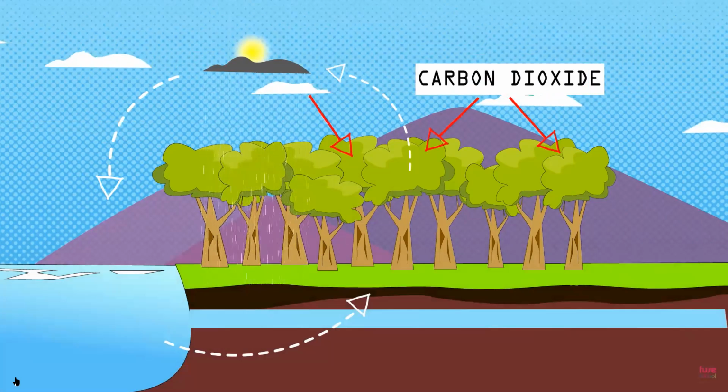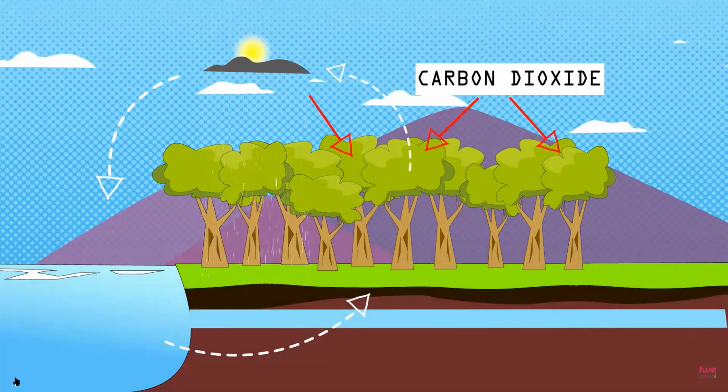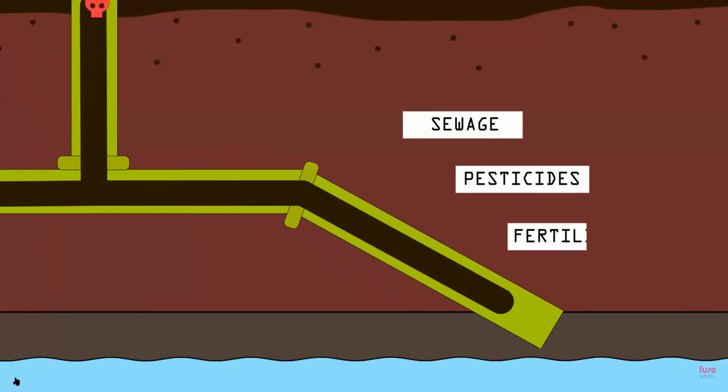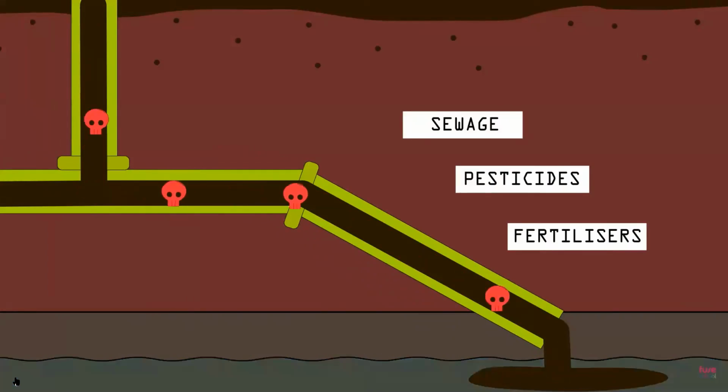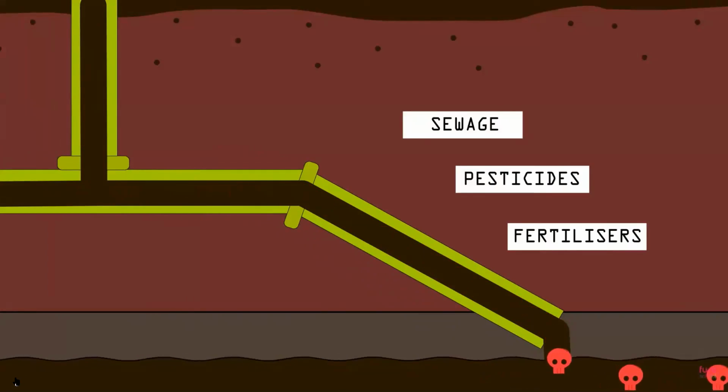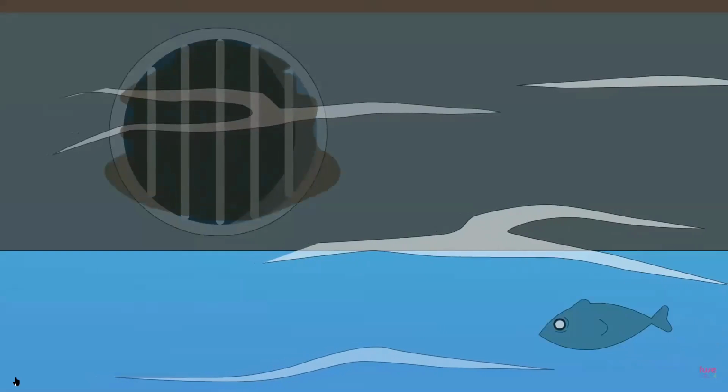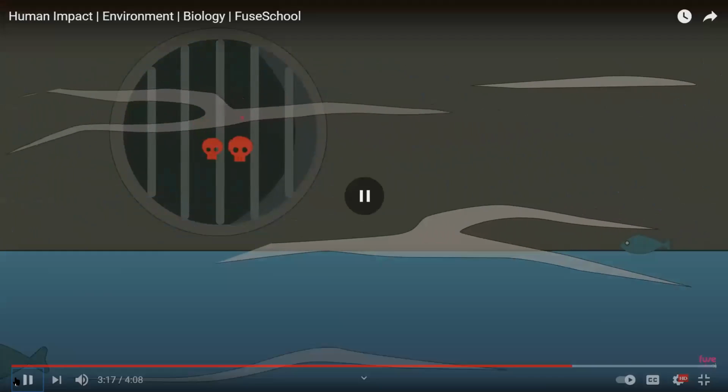As well as burning fossil fuels and deforestation, humans also create lots of waste. Sewage, pesticides and fertilizers enter the water. They may contain toxic substances that can kill organisms and impact whole food webs. That's what they are saying.